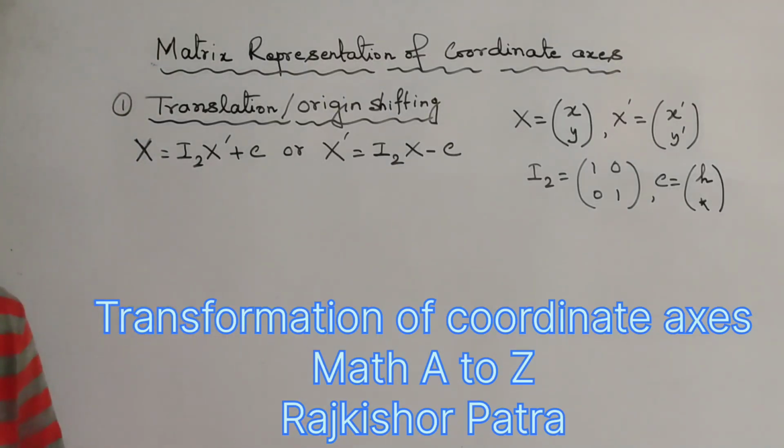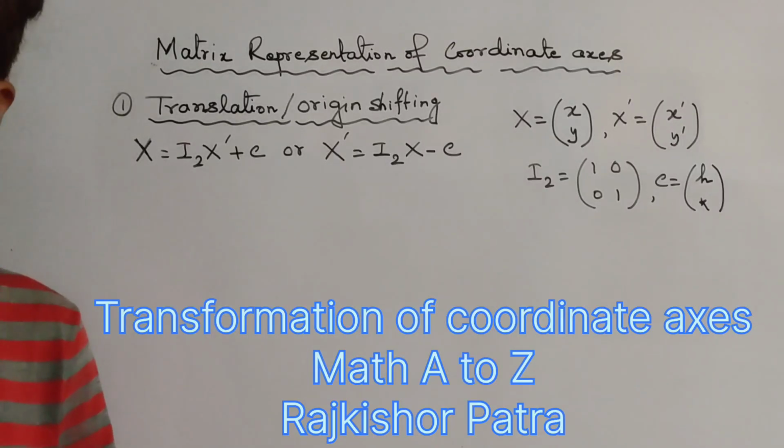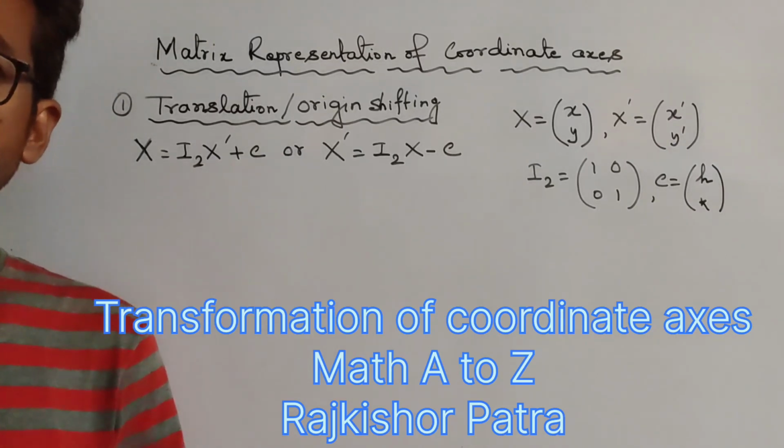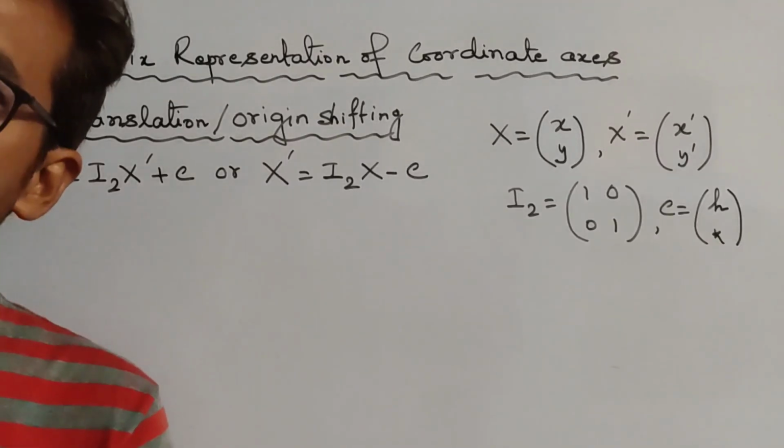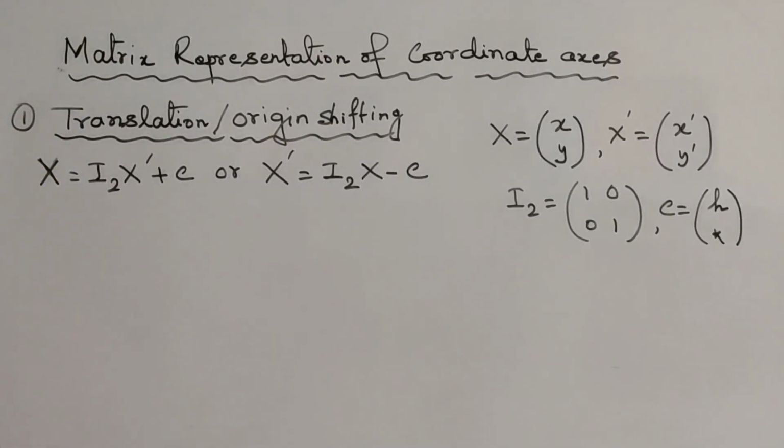In this class, we discuss all types of transformation of axis in matrix form. We already discussed the transformation of axis in general form in the previous class, in the description box. Now, here we discuss the matrix form of coordinate axis transformation one by one. We first discuss the translation or origin shifting.